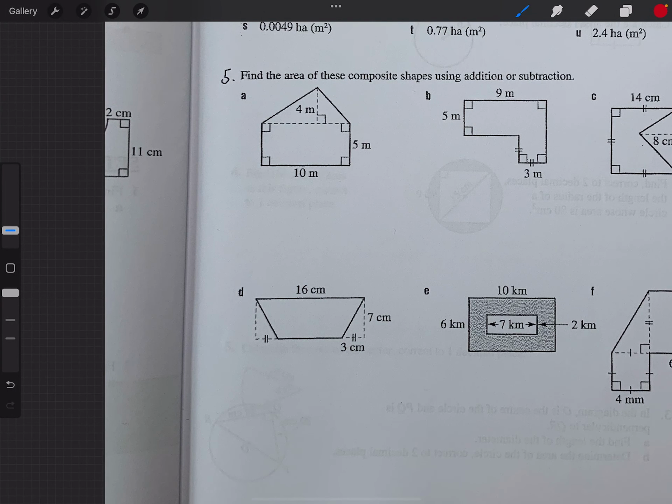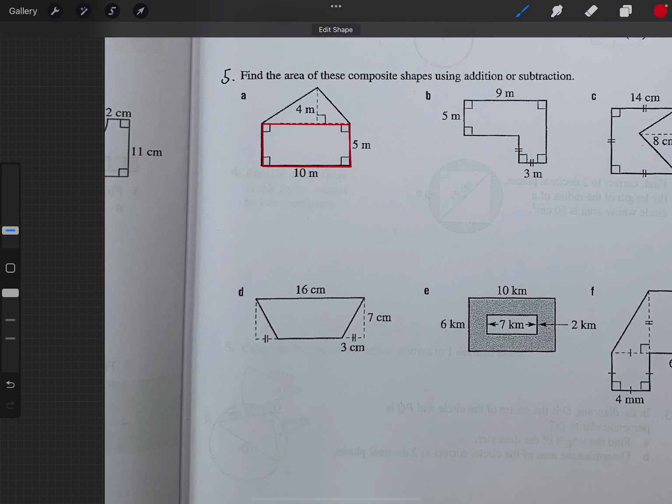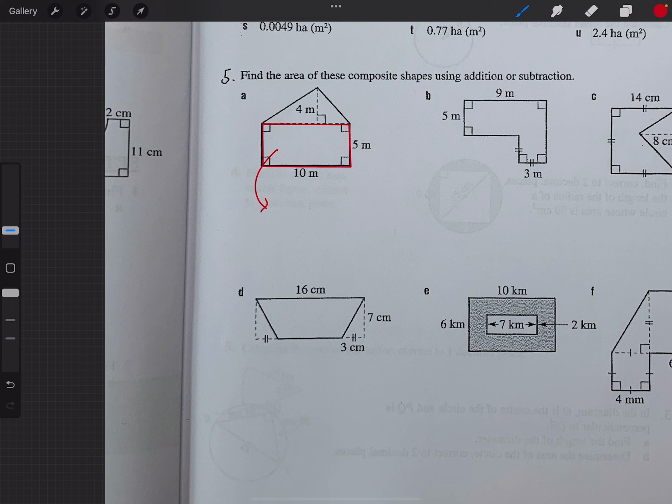We'll find the area. Okay, so this one, we're going to find the area of this rectangle. And that's going to be easy, right? Area of the rectangle is just length times width. So this one is going to be equal to 5 times 10 equals 50.